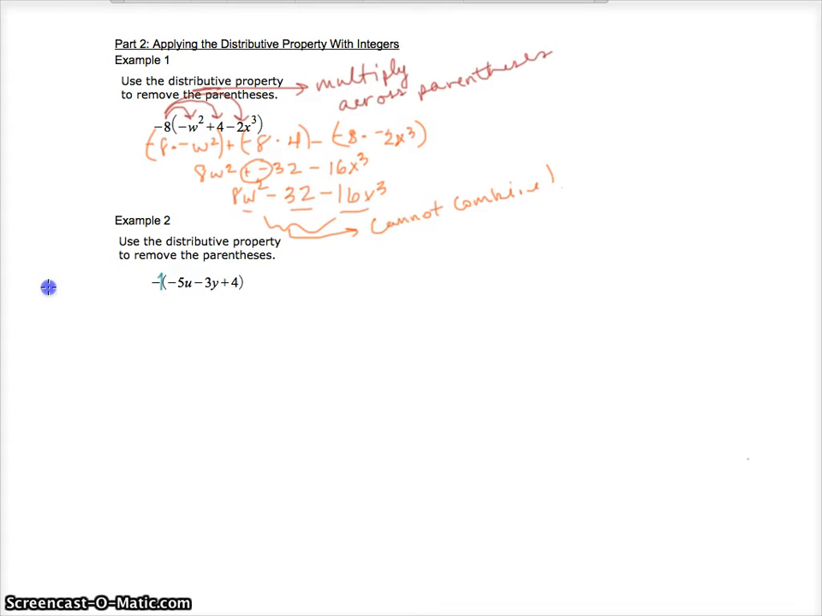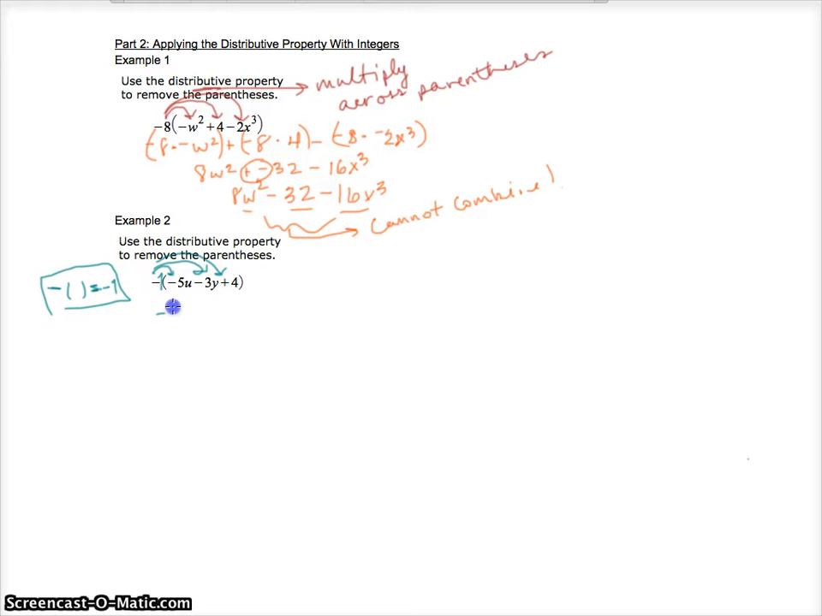Just a negative sign equals negative 1. This is huge. This is for future reference. That little negative sign means negative 1. Okay. So now I'm going to distribute my negative 1 to each term inside the parentheses.